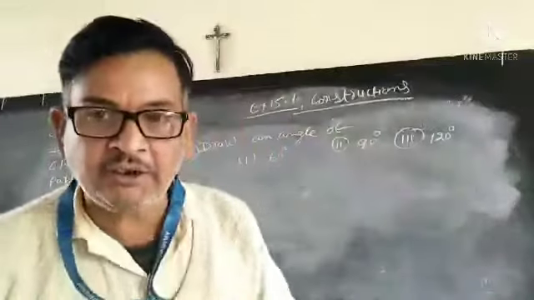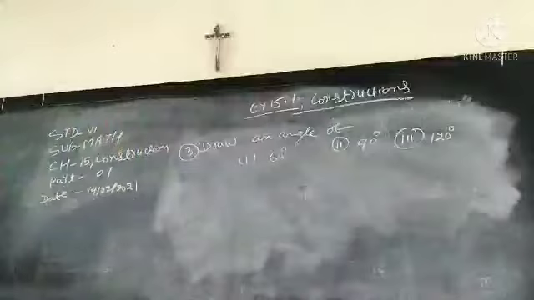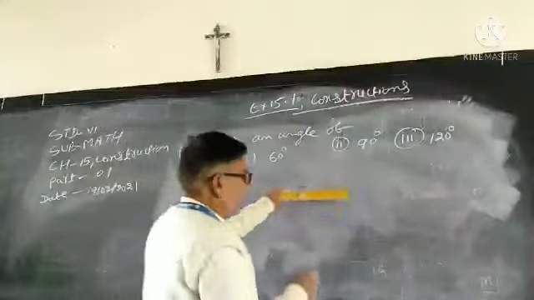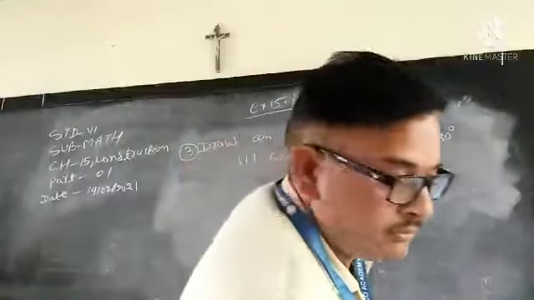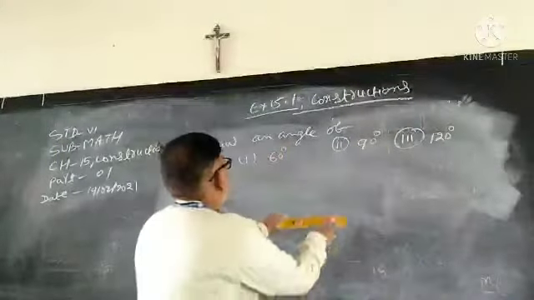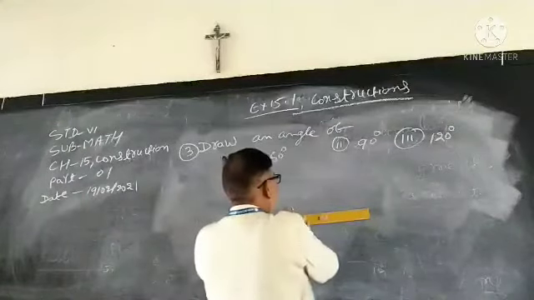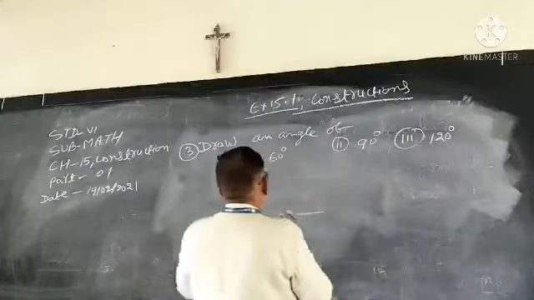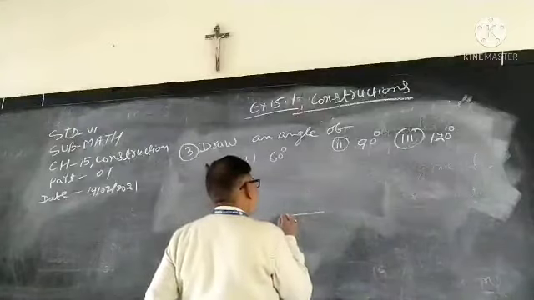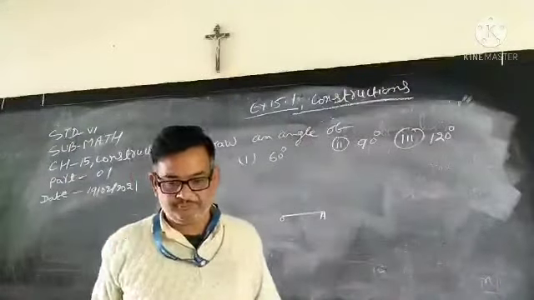Very clear, beta. What you will do? See this one. First, you draw a line. Here I am telling line. Now, any length, it has not fixed. So, first, what I am going to do? Draw one line. Write the name O and A. O, A. Okay.